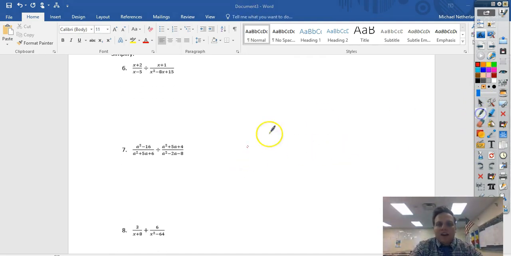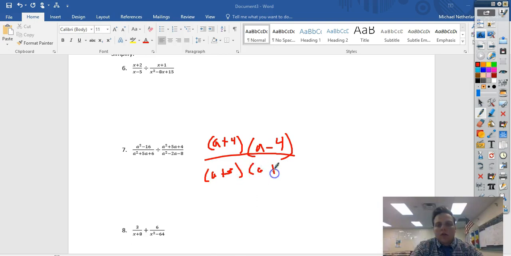Step number 1, factor everything. So again, I'm not going to show you all my factoring because you guys should be well experienced in factoring. I don't want to take up your time doing something you already know on a video. So that becomes a plus 3, a plus 2 divided by a plus 1, a plus 4 over a minus 4, a plus 2.